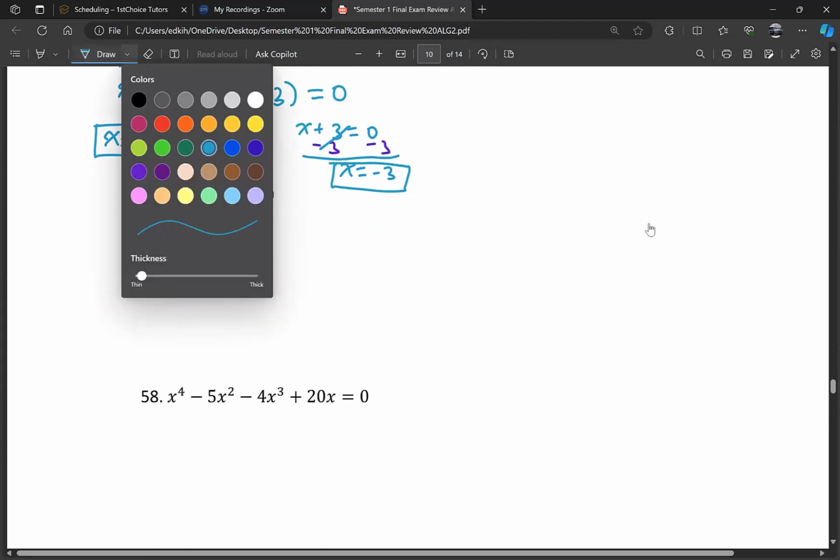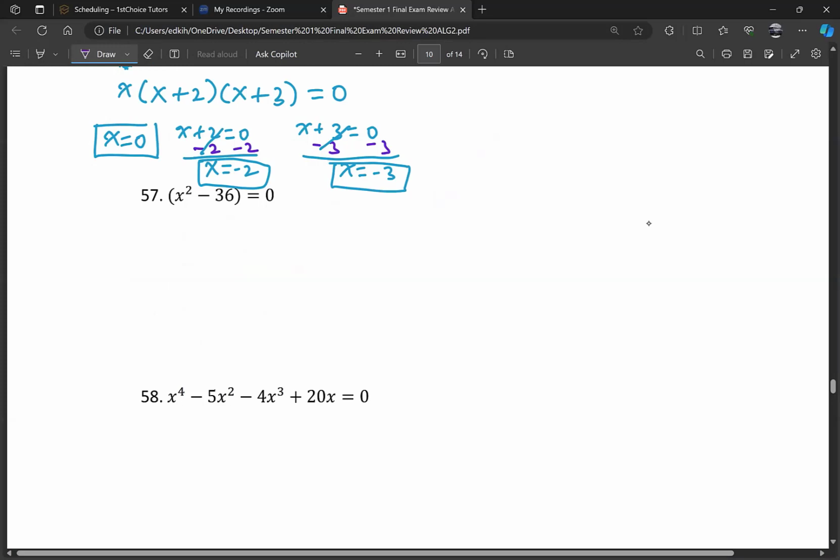Question 57. I'll change the color here for contrast a bit. Okay, this is a difference of 2 squares. So we have to factor first. Remember, with the difference of squares, you get 2 parentheses. One's a plus, one's a minus. X plus 6, x minus 6. And you're solving, so you're going to set each of these equal to 0. X plus 6 equals 0. X minus 6 equals 0.